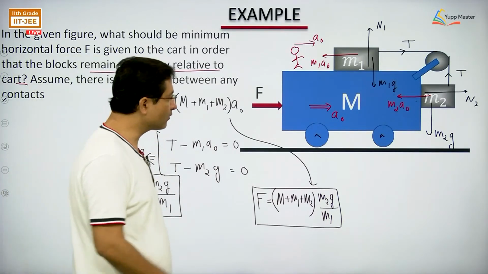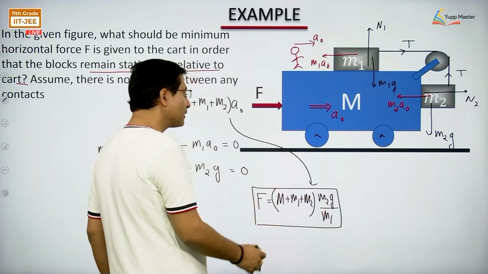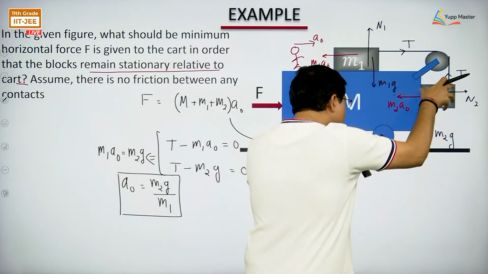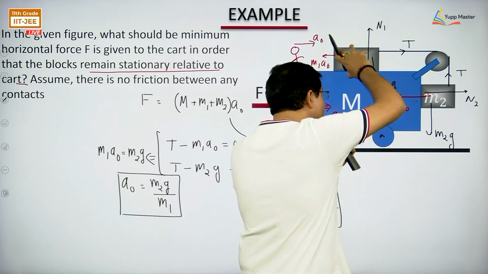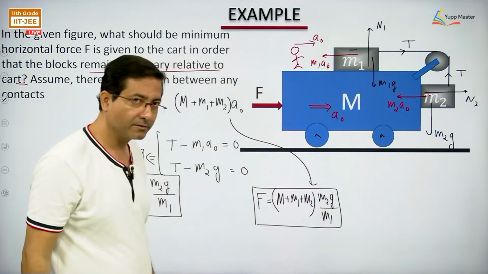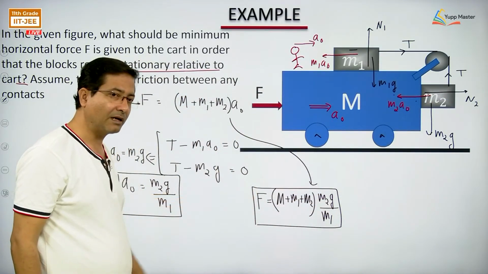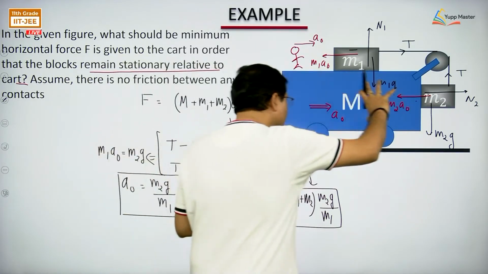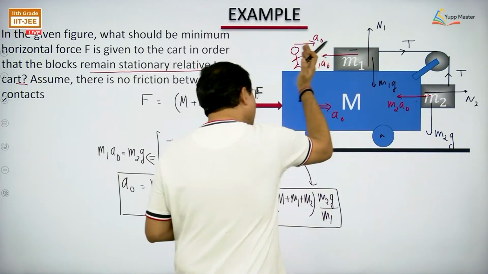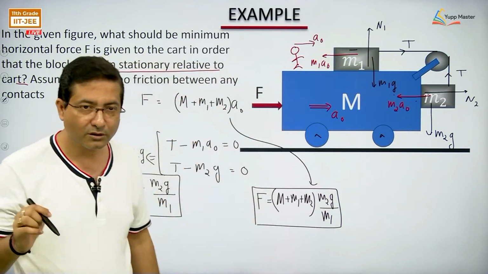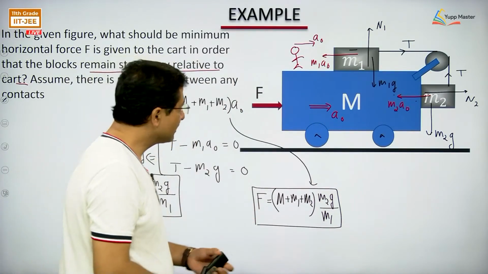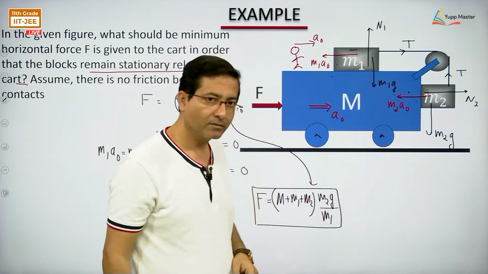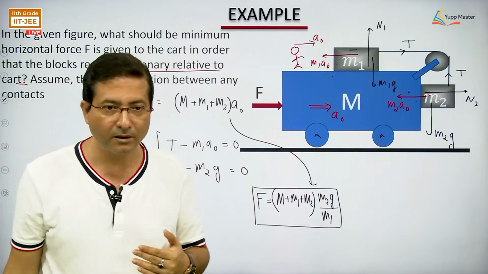If you apply a small force, smaller than this what you got, then what happens? The system will move like this. This block will be moving relative to this cart in downward direction, and this will be moving in forward direction. If force is greater than this value, if you are applying larger force than this force, then what happens? Cart will move this way, this will go up, this will move in backward direction. So this is the critical value for which there is no relative motion between this and this. So I hope this is clear.